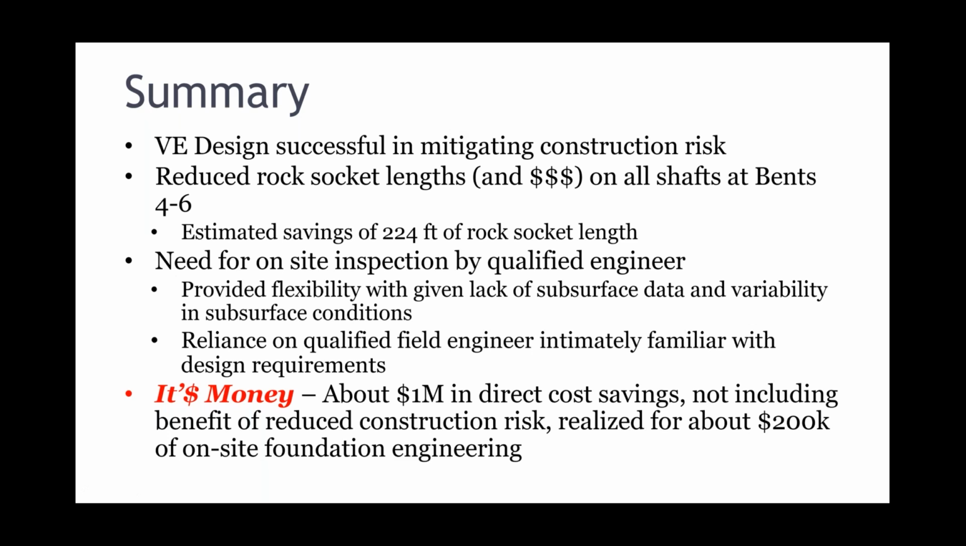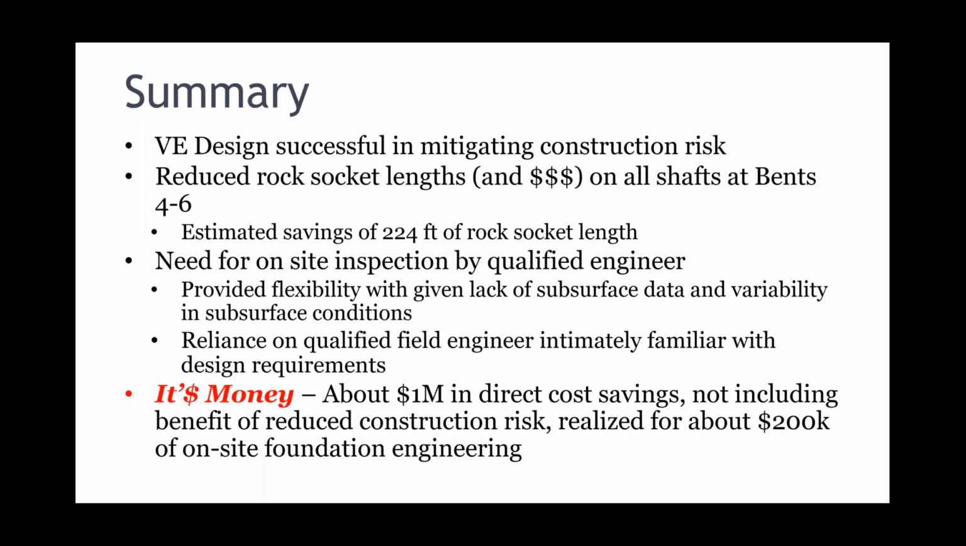So in summary, the VE design was successful in mitigating the construction risks, reduced the rock socket lengths, and of course the dollars associated with material savings on every shaft that we were involved with. We estimated the savings at a little over 220 foot of rock socket. So that's 220 foot of 10-foot diameter rock socket in 12,000 PSI rock. The additional testing part of it came from the need for a site inspector that's a qualified engineer, familiar with the design, familiar with the materials. It provided flexibility in a way to address the variability in the subsurface conditions. But again, it relied heavily on that individual being highly qualified.